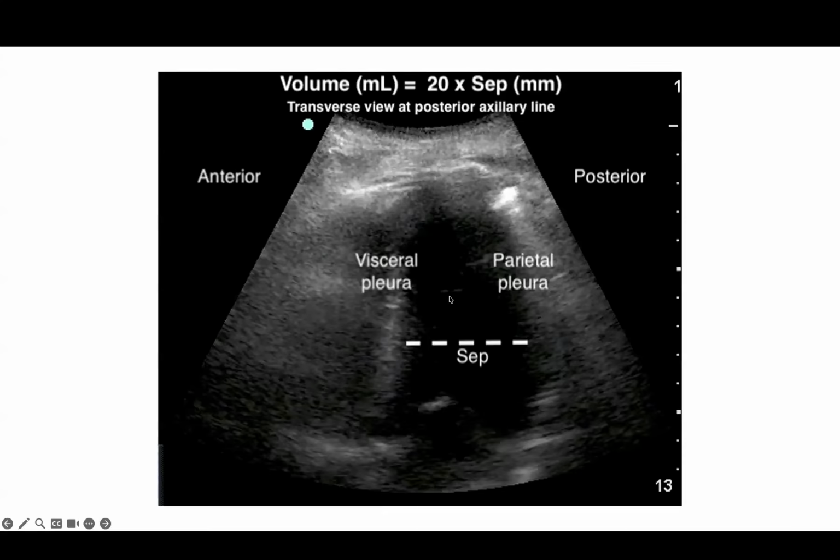So for the volume assessment, you check the distance between the visceral pleura and the parietal pleura and you multiply it by 20. The view needs to be taken as a transverse view at the posterior axillary line. Now, what is this assessment formula called? Excellent. It's Balik's formula.